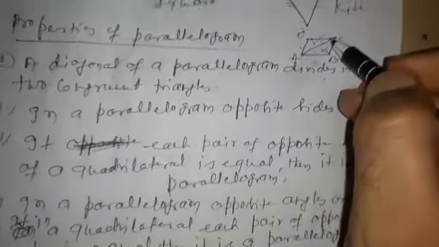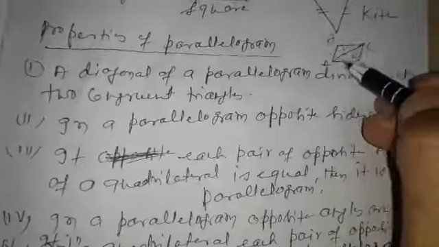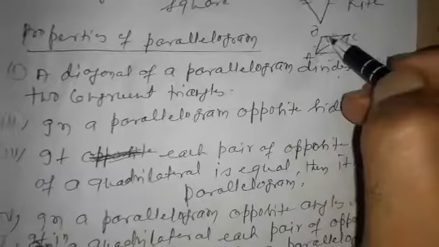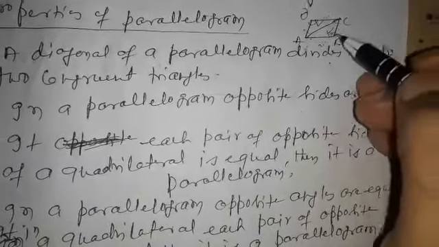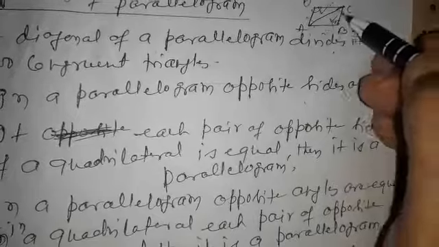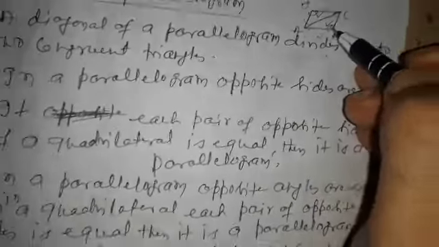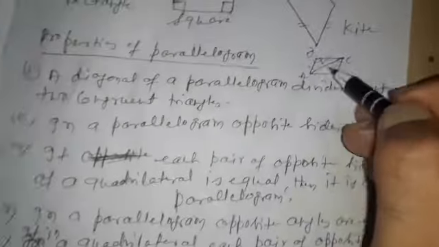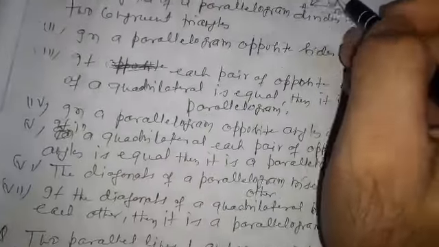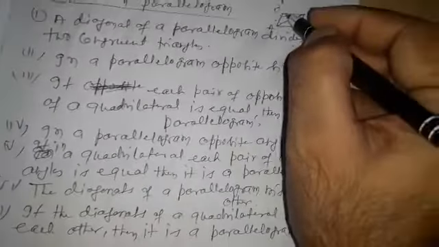In a parallelogram, opposite angles are also equal. Angle A is equal to angle C, angle B is equal to angle D. Its converse: if a quadrilateral's opposite angles are equal, then the quadrilateral is a parallelogram, because we know that a parallelogram has opposite equal angles and opposite equal sides.